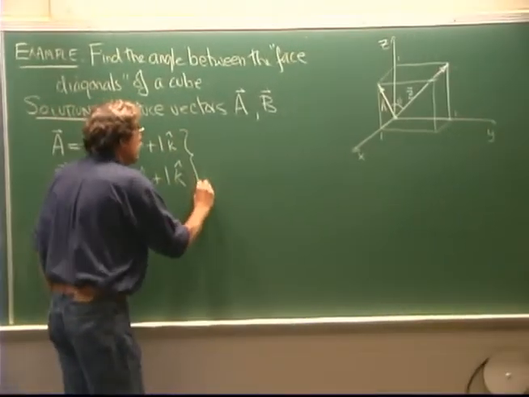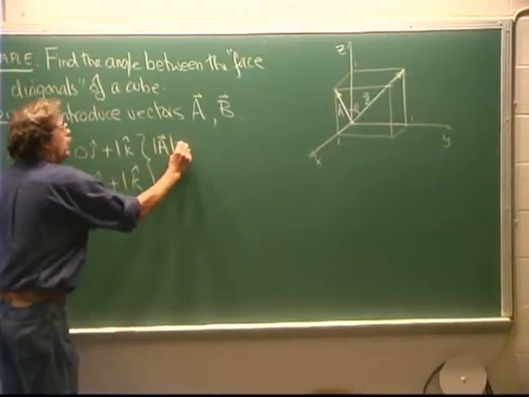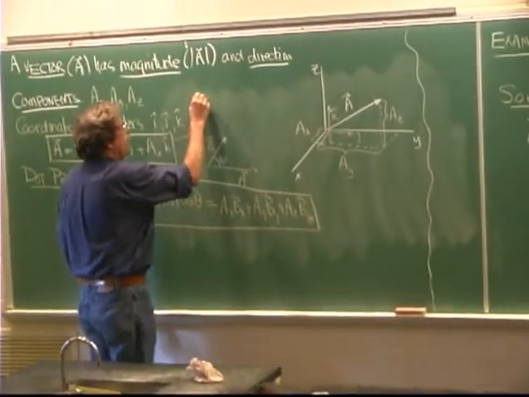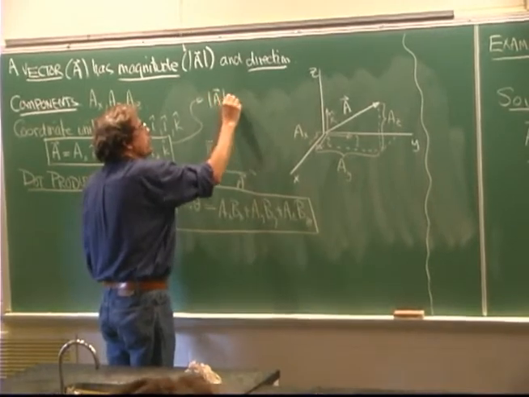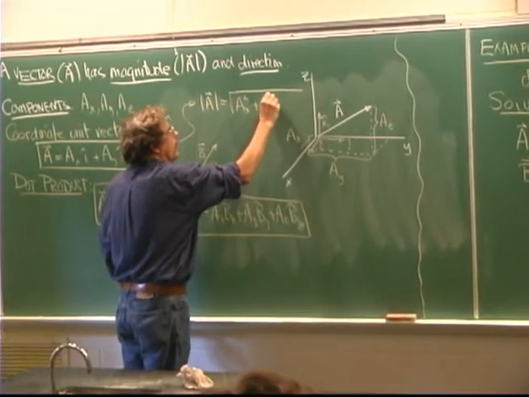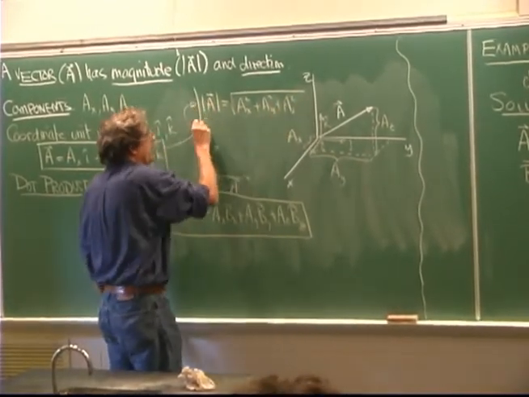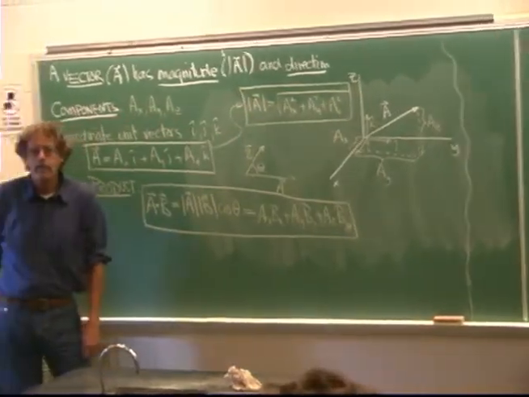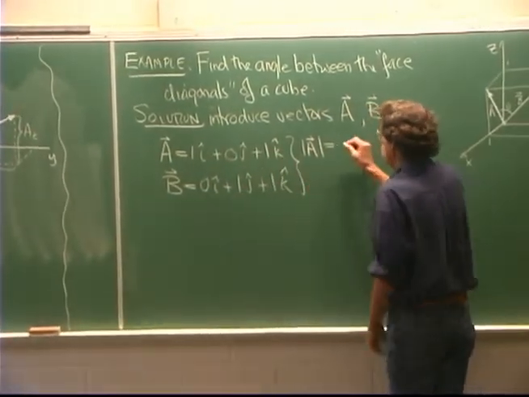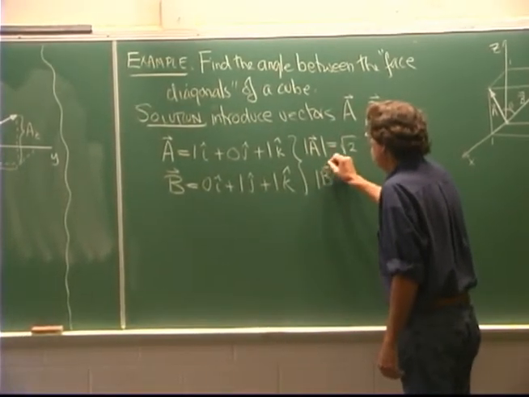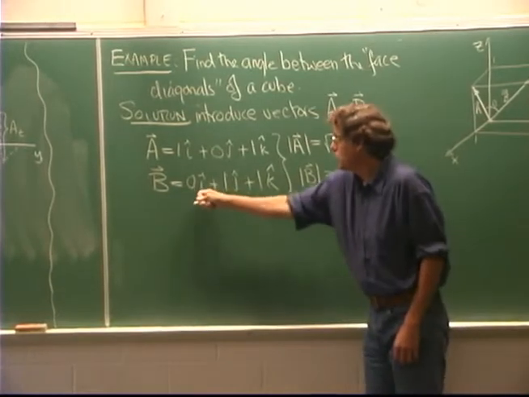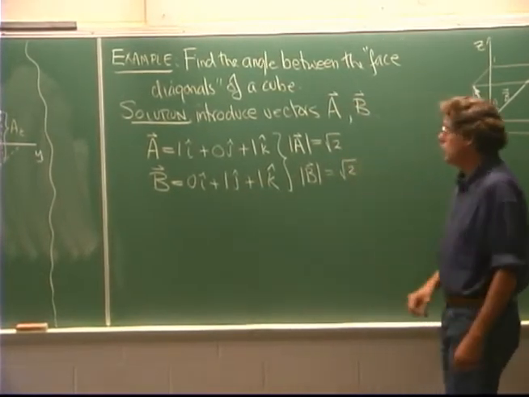Hey, what's the length of A? I forgot to write down the general formula here for the magnitude of a vector in terms of its components. I think I mentioned this last time. It's the square root of the sum of the squares of the three components. Root 2, isn't that right? Because it would be the square root of 1 plus 0 plus 1, so it's the square root of 2. How about B? Likewise, the square root of 2. Of course, they're both the same length there. 0, 1, 1, square root of 2.